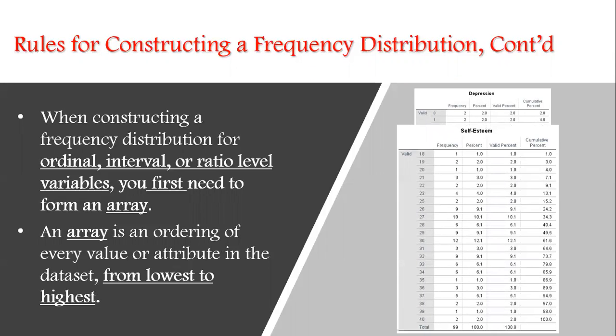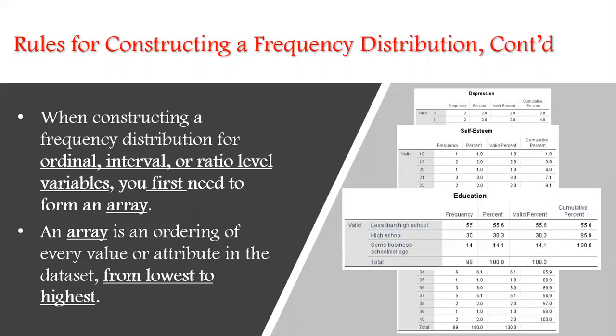For the second example, which is the variable self-esteem, we know that this variable is measured at the interval level because there is no true 0 point. These data are also continuous in nature. The values within this variable are also arranged from lowest to highest, with 18 being the lowest score on the self-esteem scale and 40 being the highest score on the self-esteem scale.